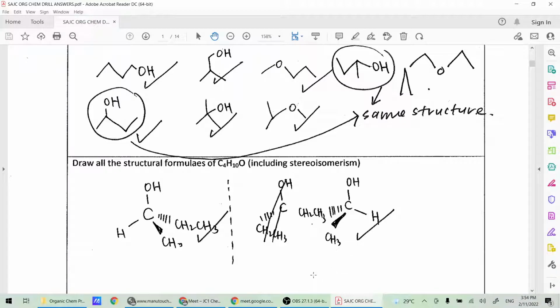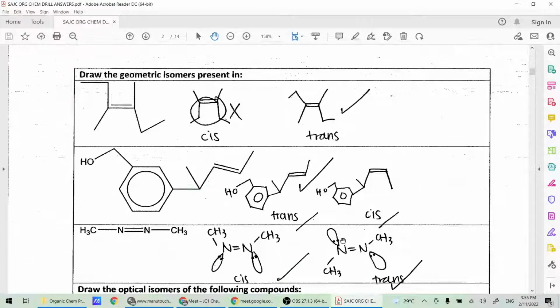OH and H are solid lines and they lie on the paper. The one with the dashed wedge is going into the paper and the one with the solid wedge is coming out of the paper. So try to have a 3D visualization of how this butan-2-ol will look like in 3 dimensions.